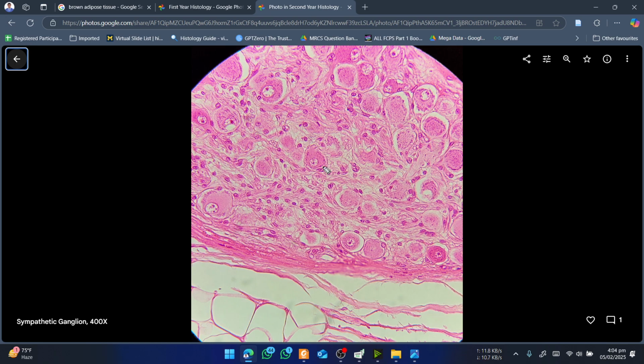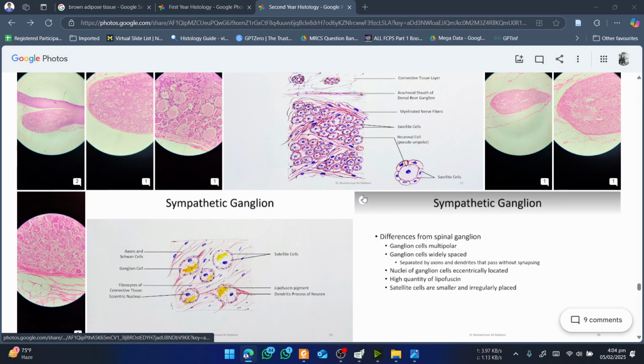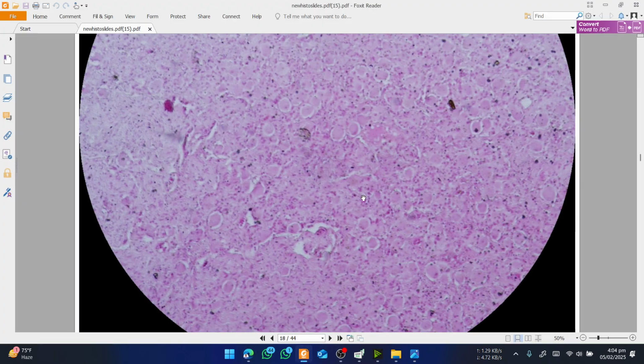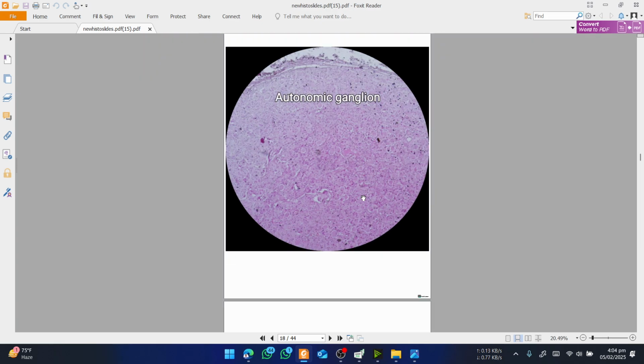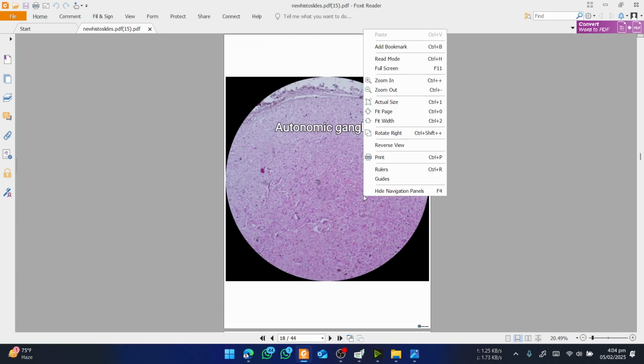So these are not present in bundles, and fibers are passing through each of them. And you can see right here a large number of cells will have nuclei that are pushed towards the periphery. So this is regarding the dorsal root ganglion, and so this becomes the dorsal root ganglion, autonomic ganglion, sorry.